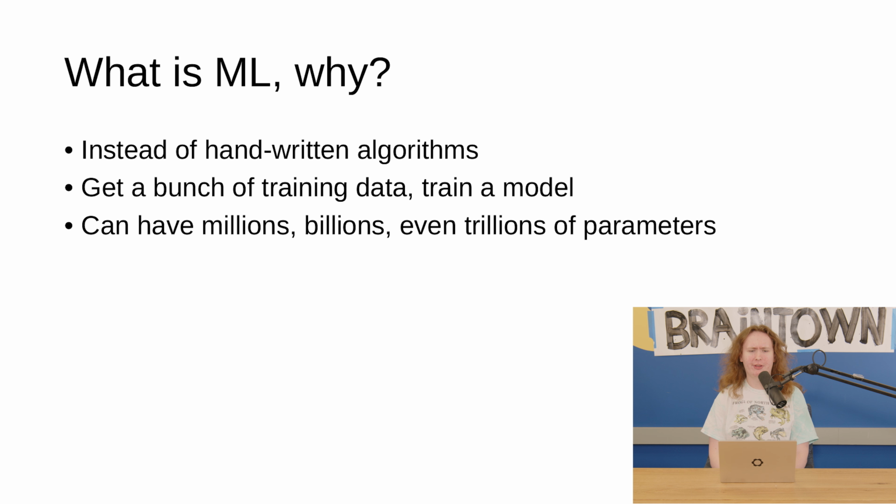So, the basic idea behind machine learning is that instead of writing an algorithm by hand, we define the model architecture and we basically just let a computer figure it out. We collect a bunch of training data, we give it example inputs and outputs, and then we get a big GPU to perform gradient descent. And in the end, we get a model that has millions, billions, maybe even trillions of weights. These parameters are basically just numbers.